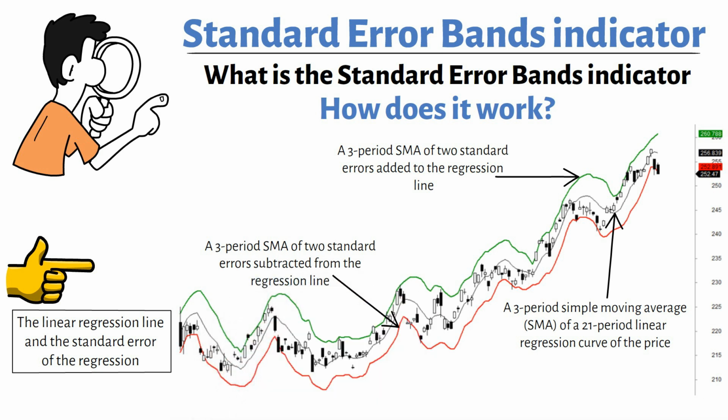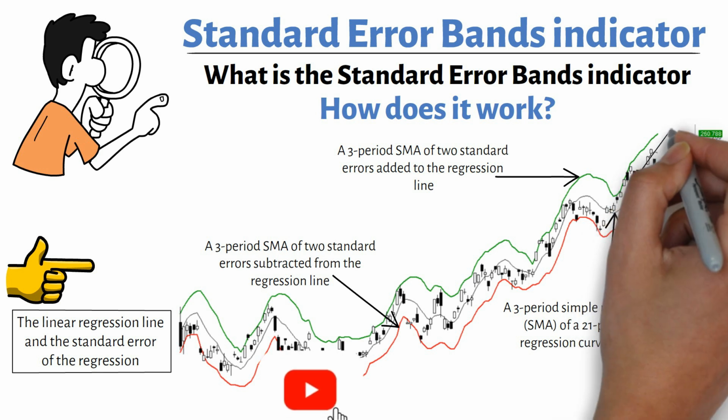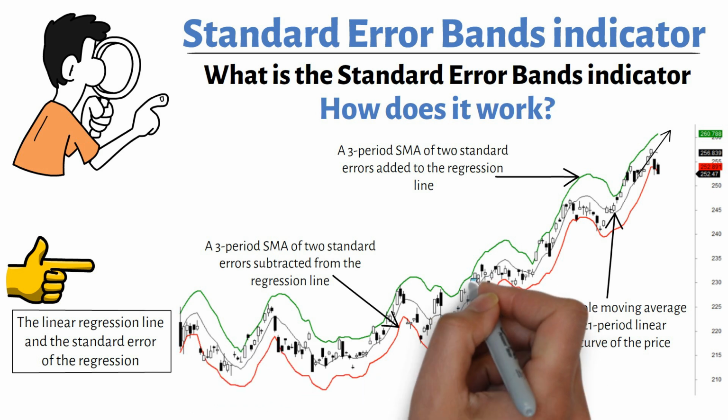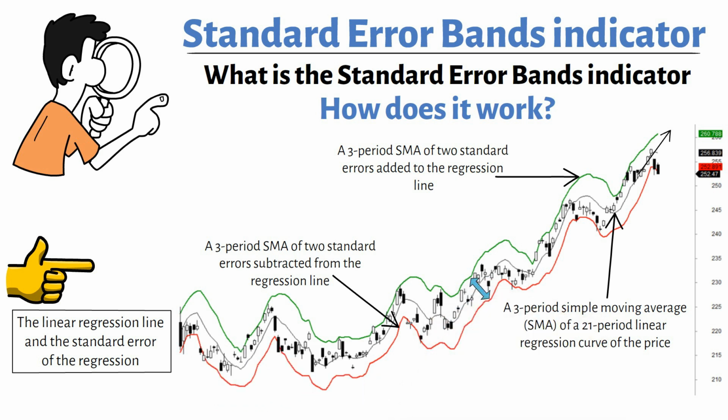It works both as a trend following and volatility indicator. The slope of the linear regression line, the middle line, shows the direction of the trend, while the narrowing or widening of the gap between the upper and lower bands indicates the nature of market volatility.